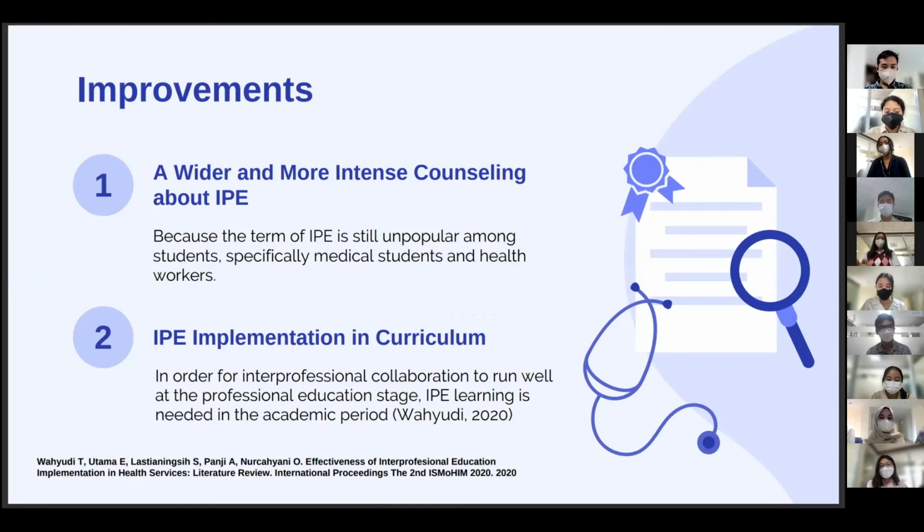Looking at the drawbacks alongside the importance of IPE, there are things that need to be improved in order to maintain an excellent quality of health services. Things that could be improved and upgraded in the implementation of IPE are, first, a wider and more intense counseling about IPE, because the term IPE is still unpopular among students, specifically medical students and health services. The second is IPE implementation in the curriculum. In order for interprofessional collaboration to run well at the professional education stage, IPE learning is needed in the academic period. Next.